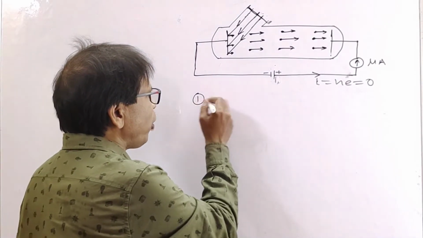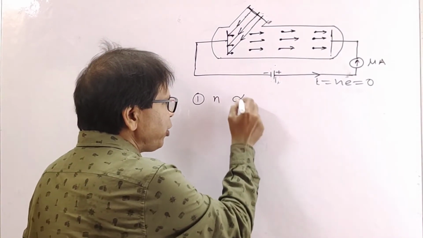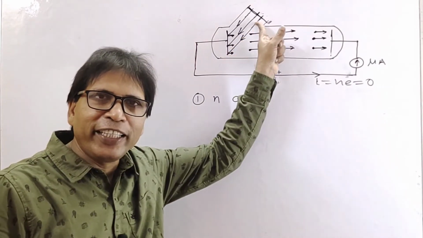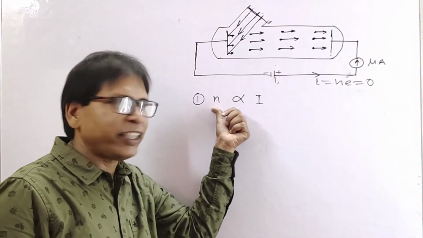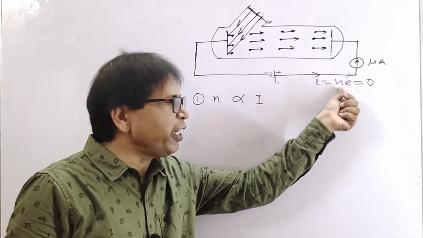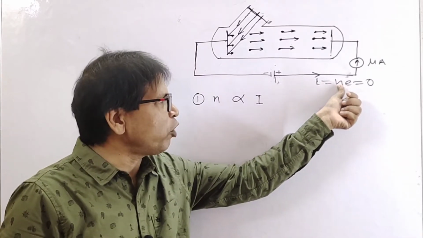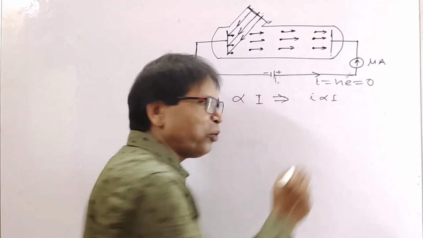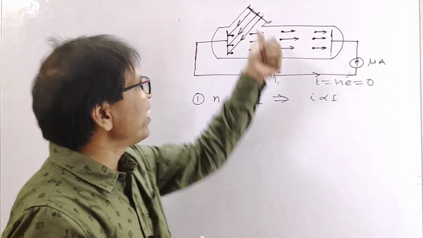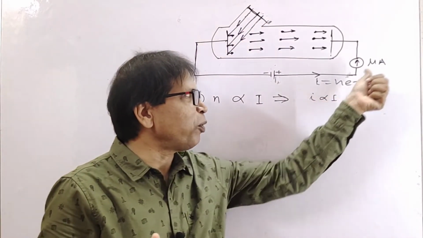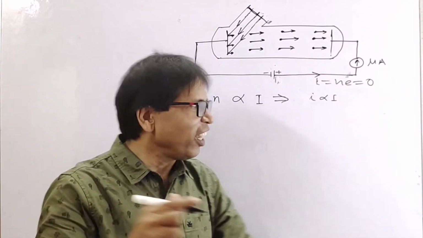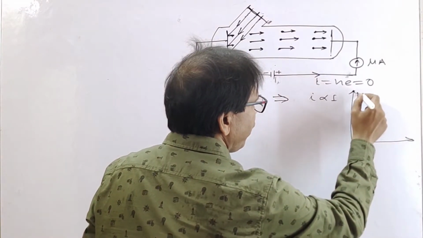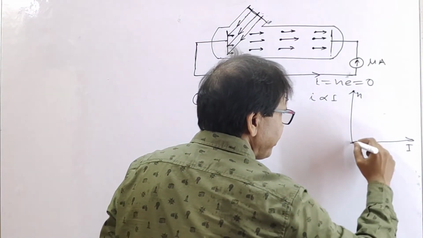Now the characteristics of photoelectric effect. The rate of emission of electron N is directly proportional to intensity of radiation. Greater the intensity of radiation, greater the rate of emission. Now current I equal to N into E, rate of emission of electron into electronic charge. So here photocurrent I is directly proportional to intensity of radiation. Greater the intensity, greater the photocurrent. Okay, understood?